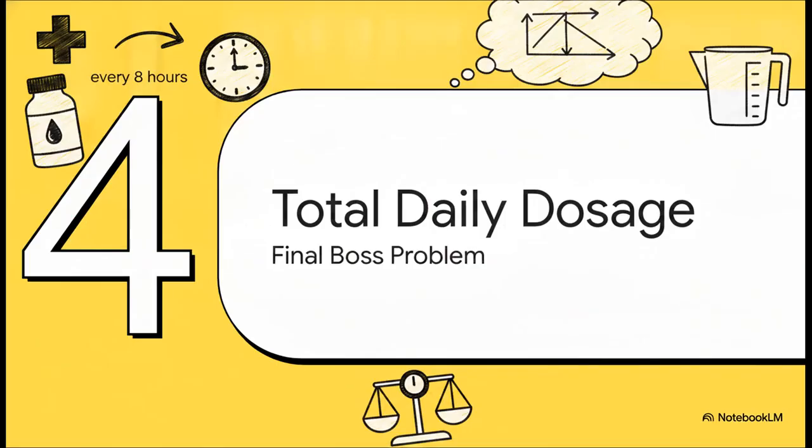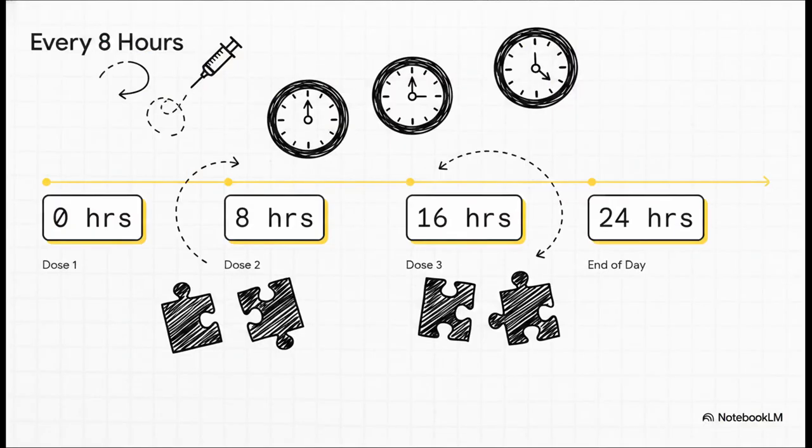Now, what's really interesting about this next setup is how we handle section 4, calculating total daily dosage. We're shifting gears to our final boss problem here, and we're actually changing our anchor. We are no longer looking for an answer per dose. We want the total per day. Let's say the provider orders 500 milligrams by mouth every 8 hours, and we are supplied with 150 milligrams per 5 milliliters. Our goal is to find the total milliliters per day.